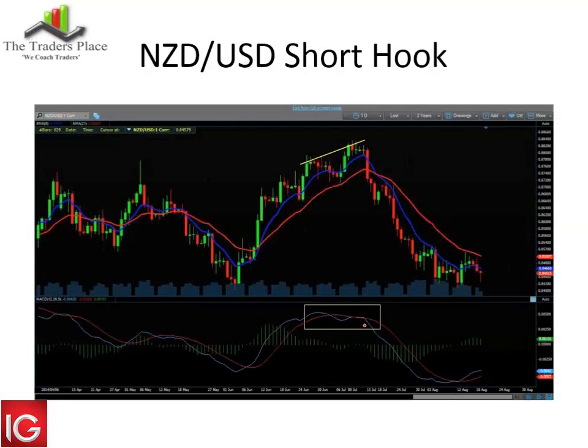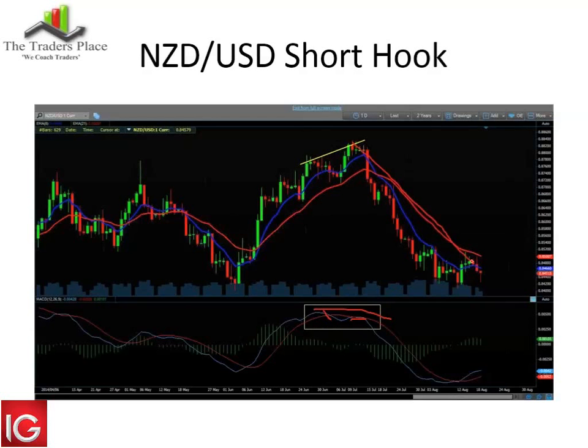comes back, just kisses the moving average, and we have some divergence. So we've got the MACD ticking lower, we've got the price ticking higher, and we have the trade coming through. It will require patience, and you have to have stops. This doesn't work every single trade. Okay, so you still have to apply your stops as you would on any other type of trading system.